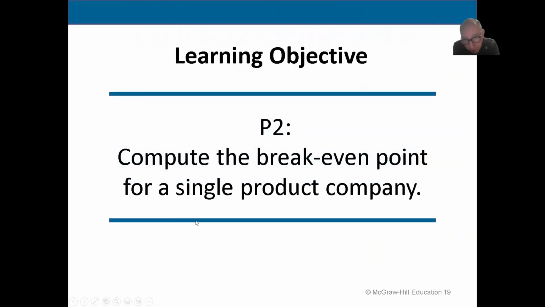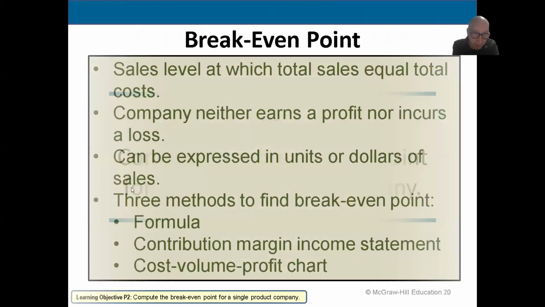Now that we know our contribution margins, we can find break even. Break-even point is where our total sales equal our total expenses. The company has neither earned a profit nor incurred a loss. We broke even. This can be expressed in either sales dollars or number of units we need to sell. There are 3 methods to find break-even. One is by using the break-even formula. The other is by taking the contribution margin income statement. And the third is a cost volume profit chart.